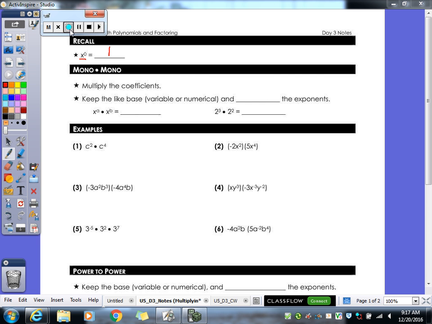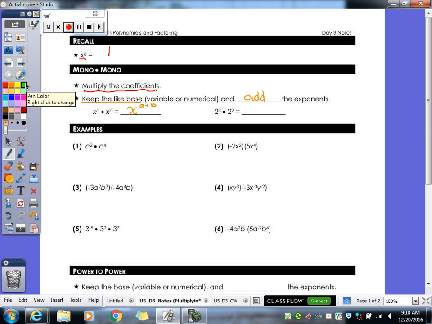So when we are multiplying, any coefficients, you are going to multiply those first. Keeping in mind coefficients are your what? Coefficients are your numbers out in front. So you multiply those numbers first. You're then going to keep your like base, and we add the exponents. So for example, if I have x to the a times x to the b, this would become x to the a plus b. You would add your two exponents together.